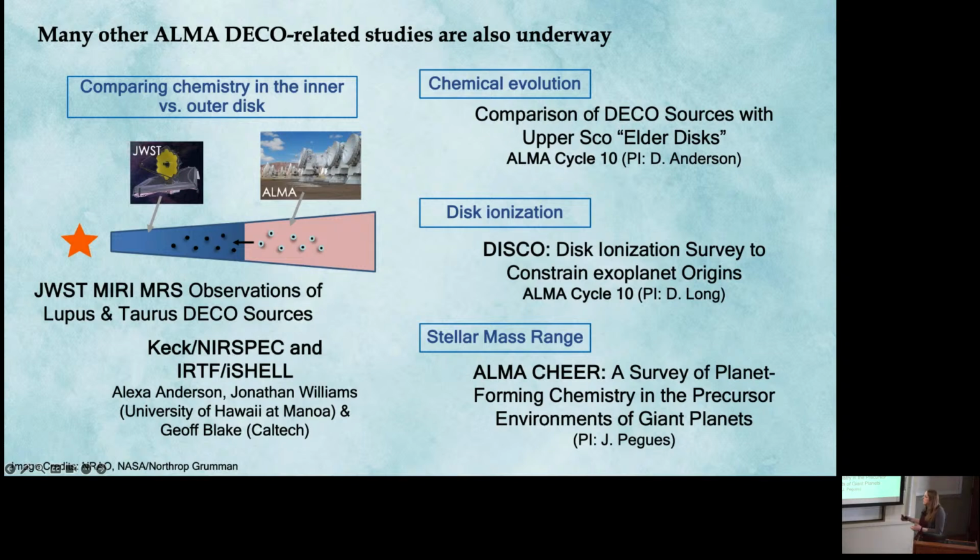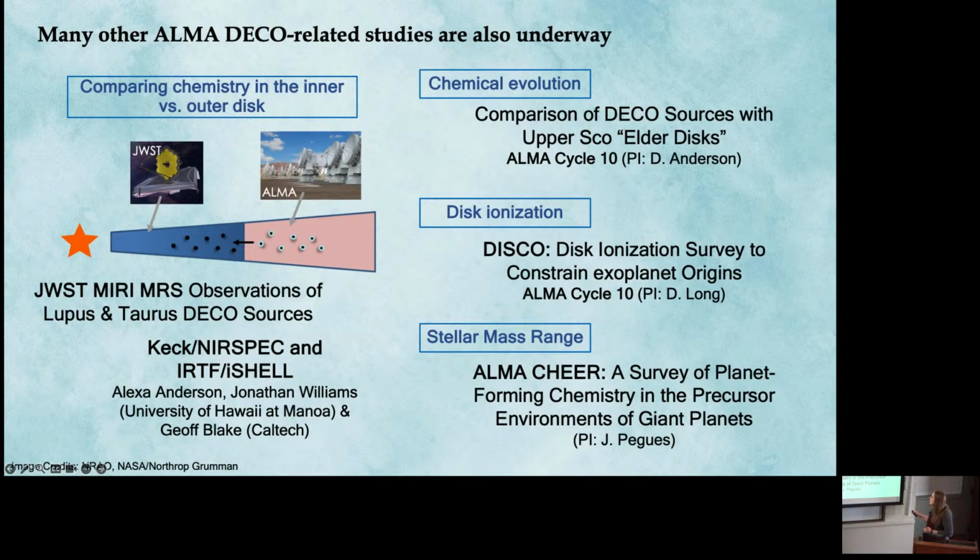In addition, other things to come. There have been many follow-up programs underway based on the ALMA DECO program, one being to compare the inner disk chemistry to the outer disk. So different JWST programs, there's 2 now, the one looking at the Lupus and Taurus DECO sources, and we just accepted the survey to look at the Rho Oph sources, so now 3 of our 4 DECO regions. Also follow up with Keck and IRTF to look at CO in the inner parts of the disk for our DECO sample.